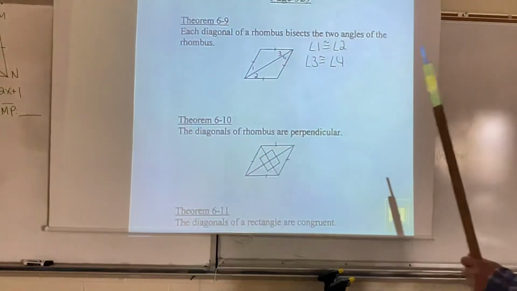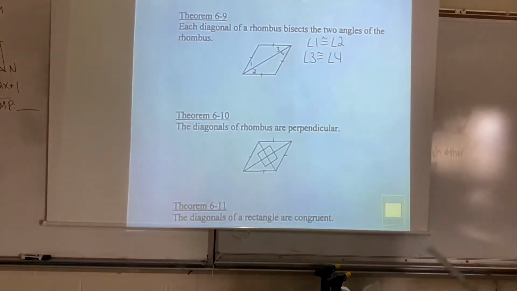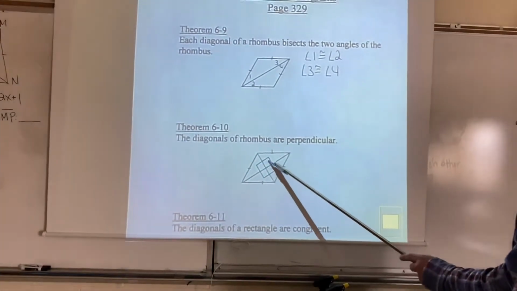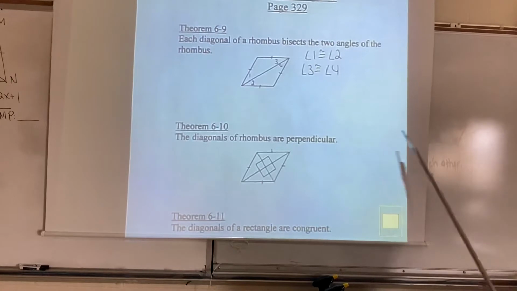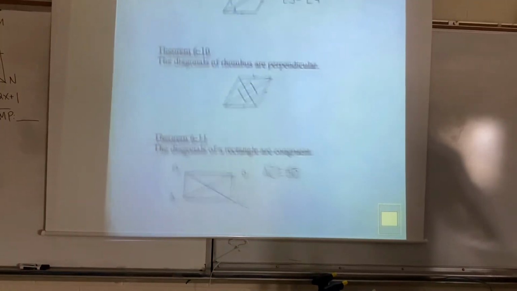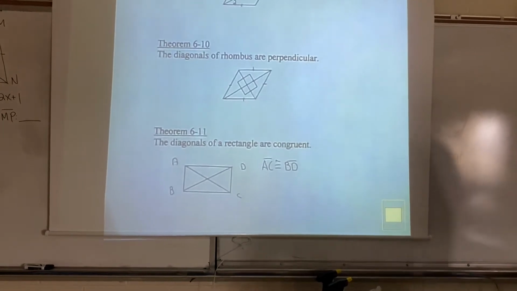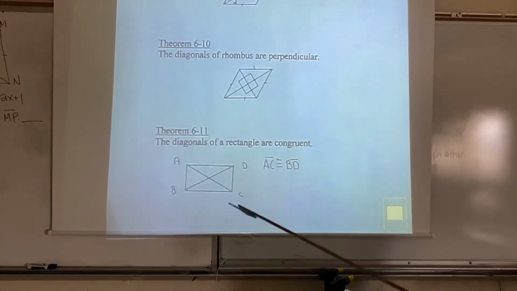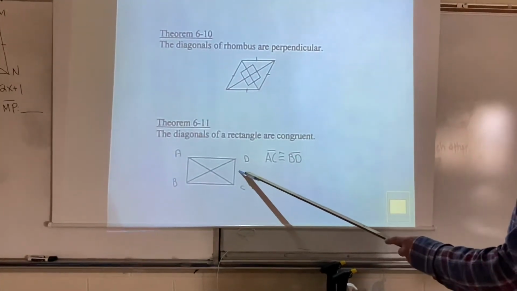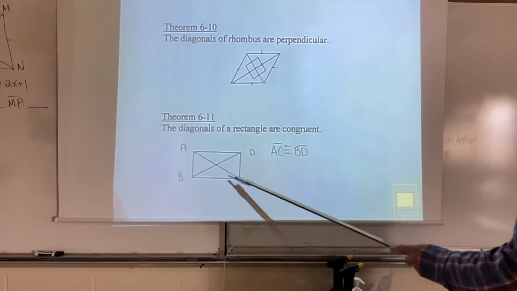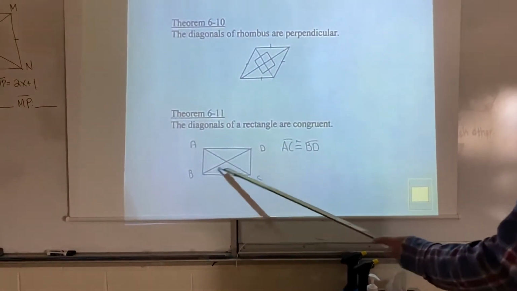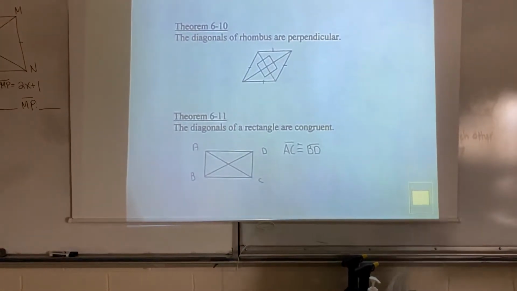Let's look at this one here. Theorem 6.10 states the diagonals of a rhombus are perpendicular. So wherever they meet, they form 90-degree angles. Theorem 6.11 states that the diagonals of a rectangle are congruent. So remember that opposite sides are congruent and parallel. So this diagonal AC is congruent to diagonal BD.